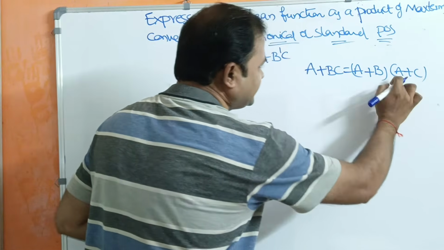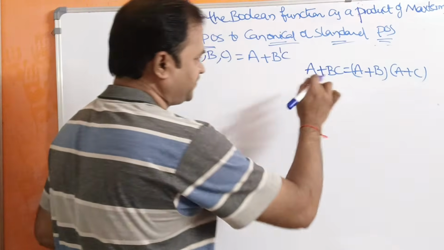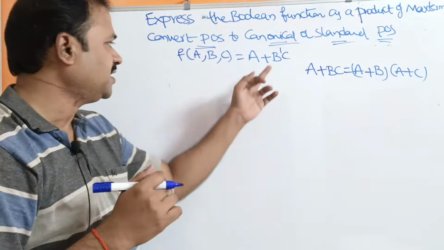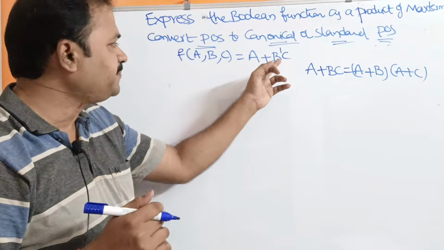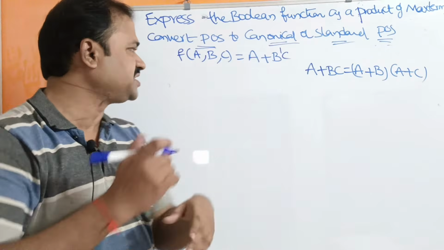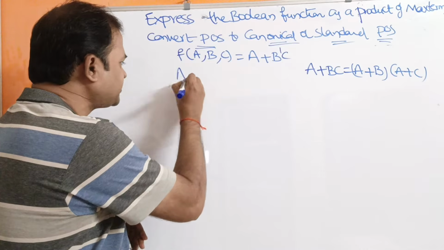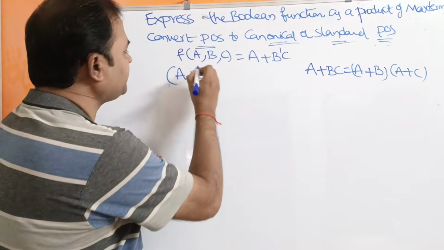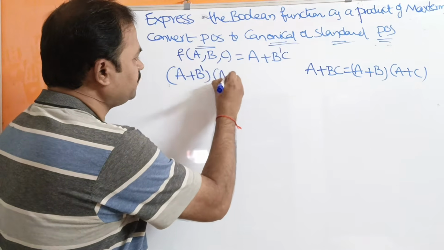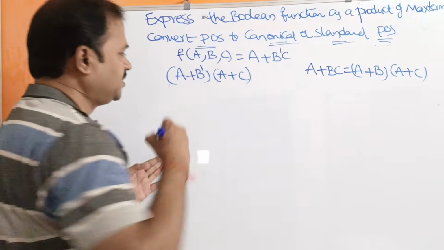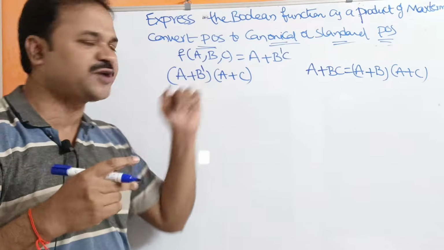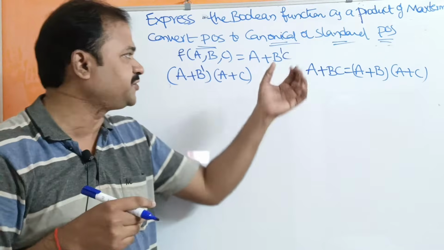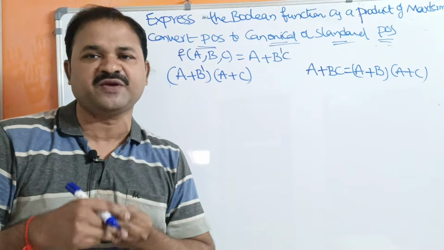We know the distributive law, a plus bc equal to a plus b into a plus c. So this expression is in the form of product of sum, whereas the other expression is in the form of sum of product. Here a means a, b means b dash, whereas c means c only. So we can write this expression as a plus b into a plus b dash into a plus c. Now the expression is in the form of product of sum. Now we have to convert this product of sum expression into canonical or standard POS.